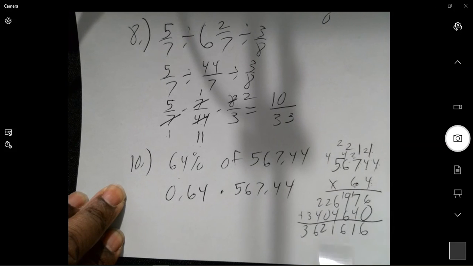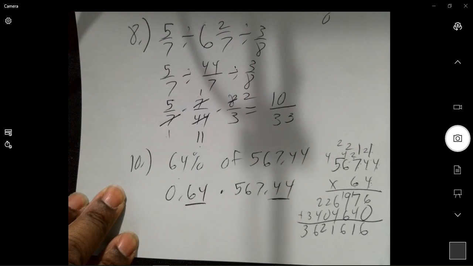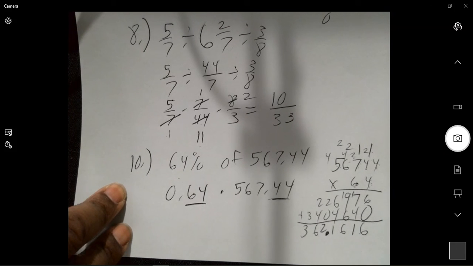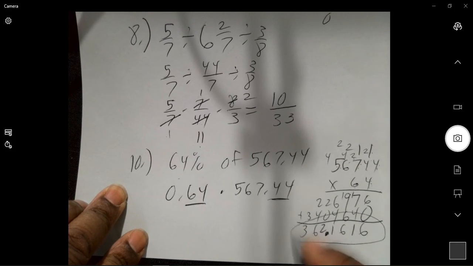So now we have this number here, but we go back to the original problem here. We have 4 digits behind the decimal. So it'll be 362.1616. Now I didn't know if it told you to round to 1 or 2 decimal places, but this will be your answer. Now if it told you to round to 2 decimal places, it'll be 362.16. But aside from that, this will be your final answer.